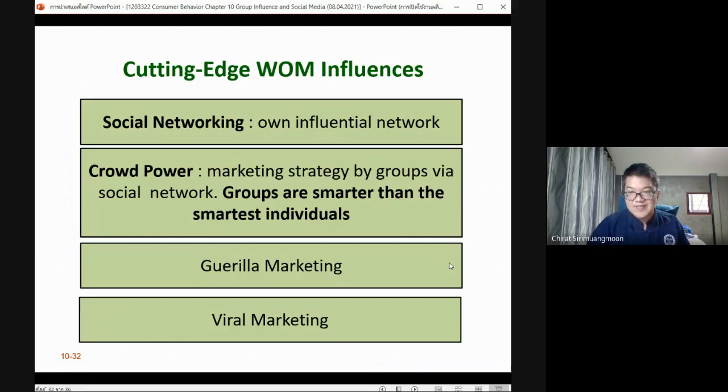So if you want to know something, you just type the question and post it on the Pantip website, and many people can try to help you. This is how a group is smarter than individuals, because when you are in a group, you can get different information and different perspectives. Sometimes it will help you not to judge something wrong too.